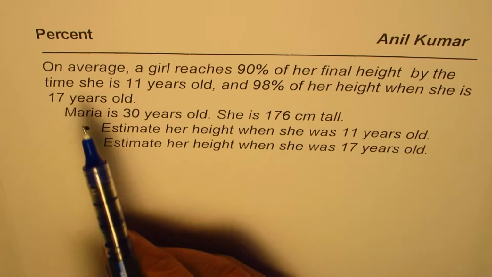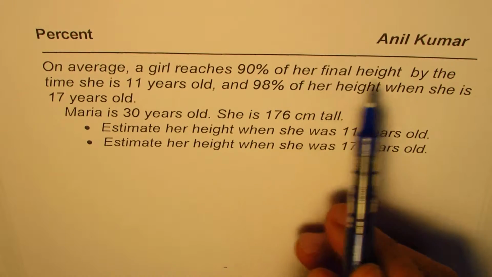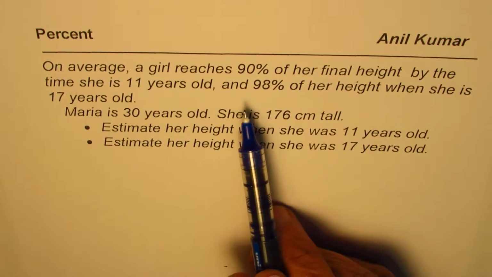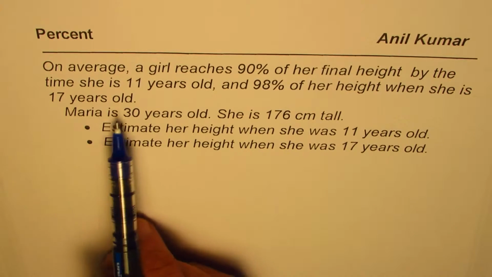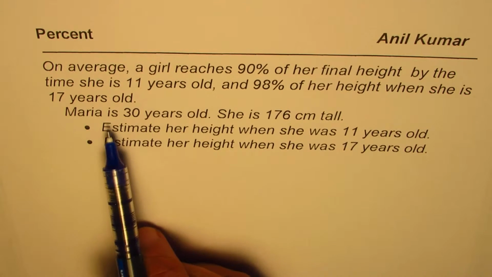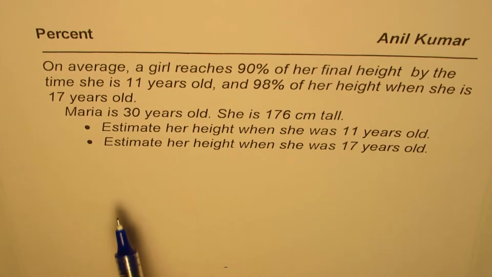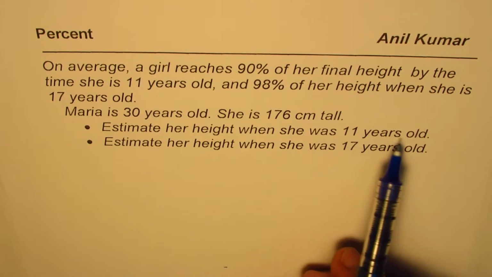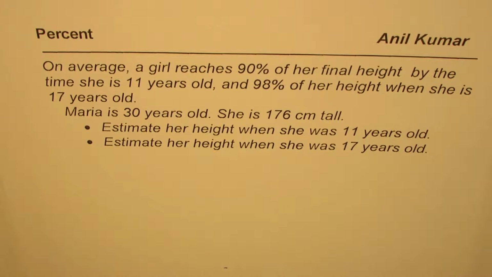The question here is, on average, a girl reaches 90% of her final height by the time she is 11 years old, and 98% of her height when she is 17 years old. Maria is 30 years old. She is 176 centimeters tall. Estimate her height when she was 11 years old. Estimate her height when she was 17 years old. Right? So that's the question for you.